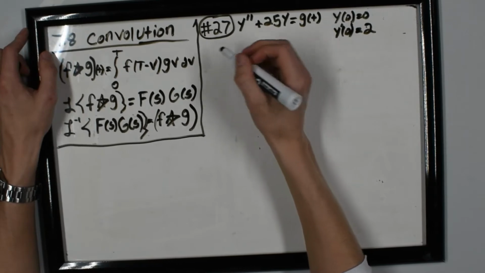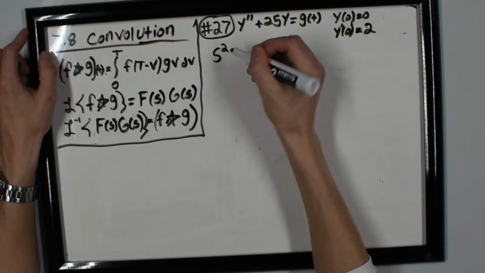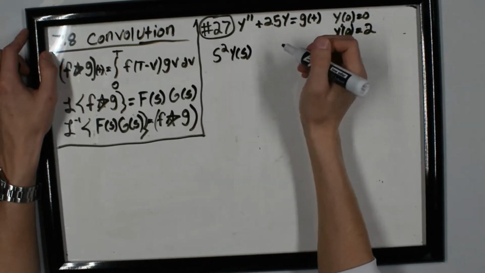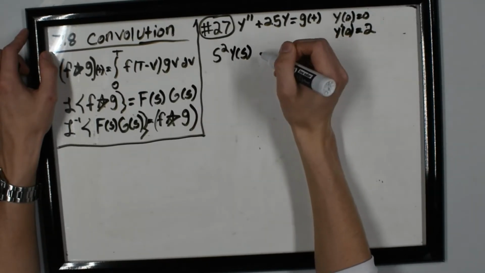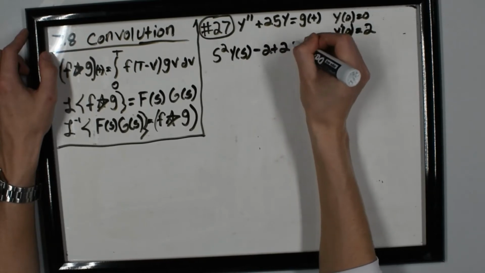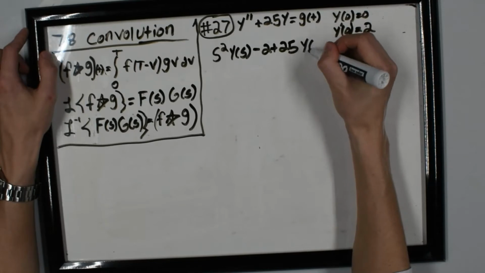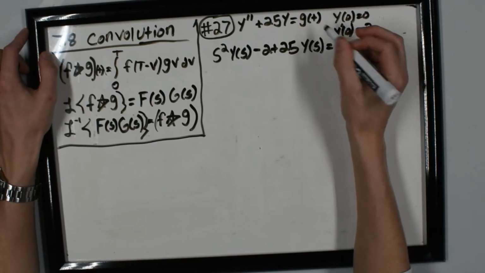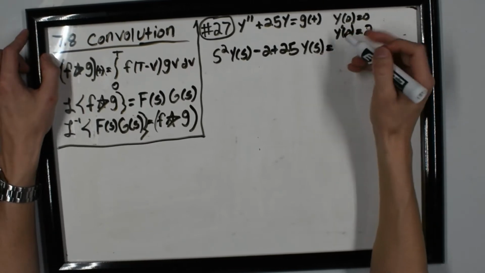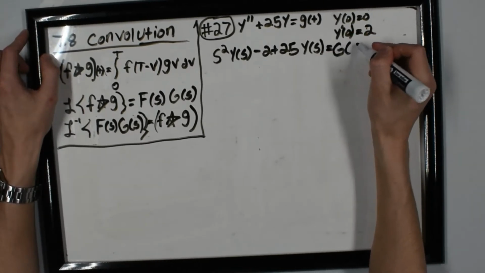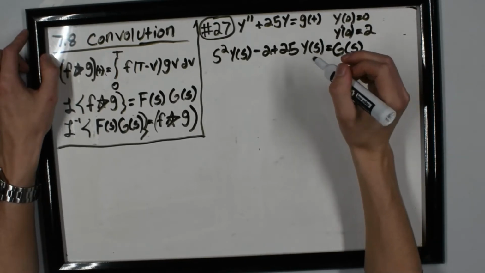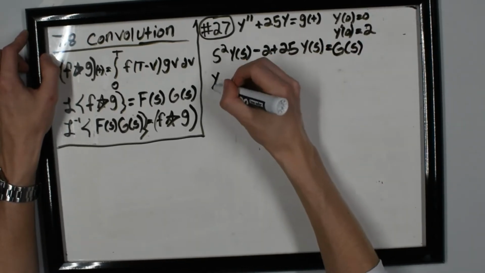Nothing new here. s squared Y of s minus 0 minus 2 plus 25 Y of s is equal to, well, the Laplace transform of this side is going to be G of s. And you'll see why we did that in a moment. But for now, let's group these Y of s terms.